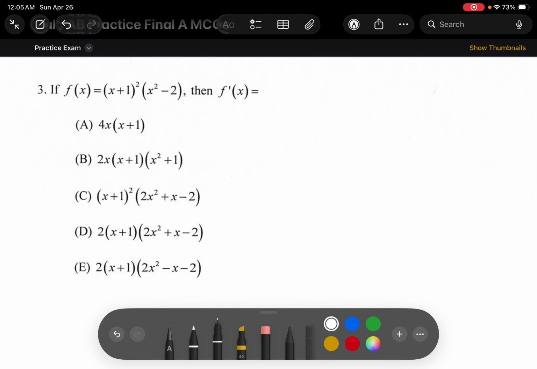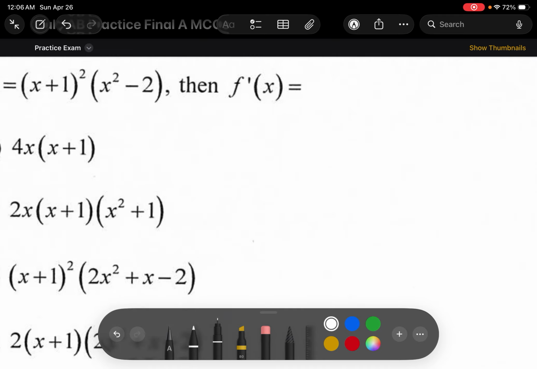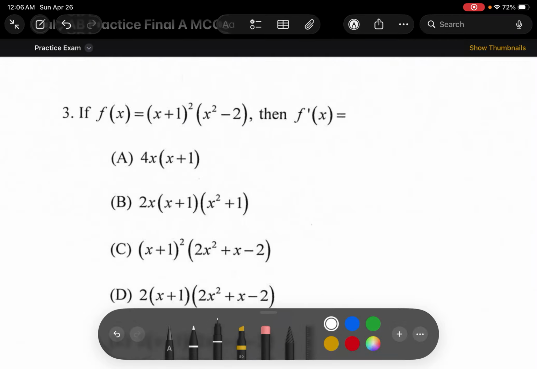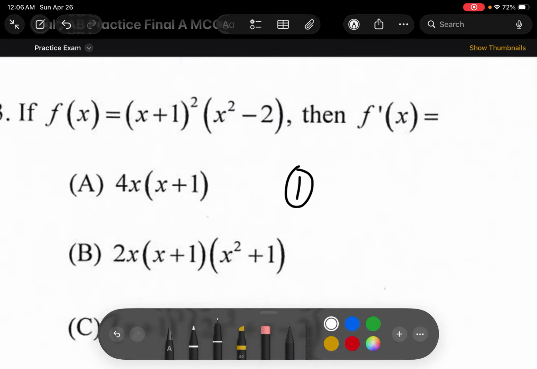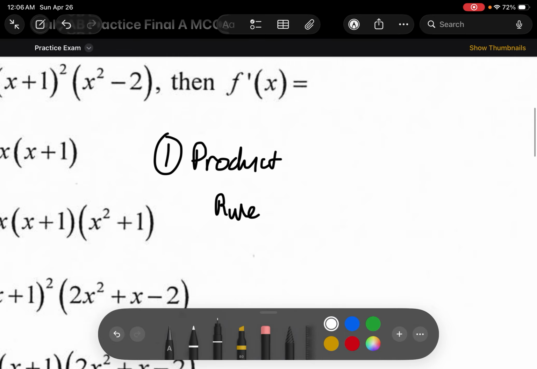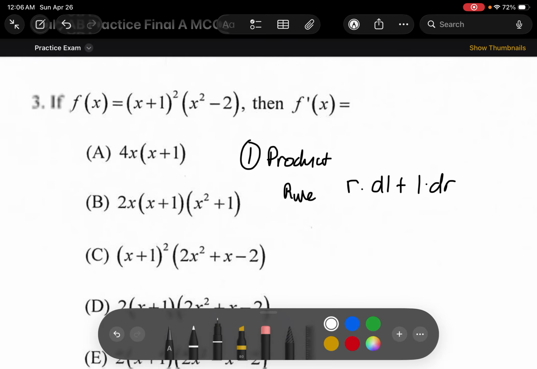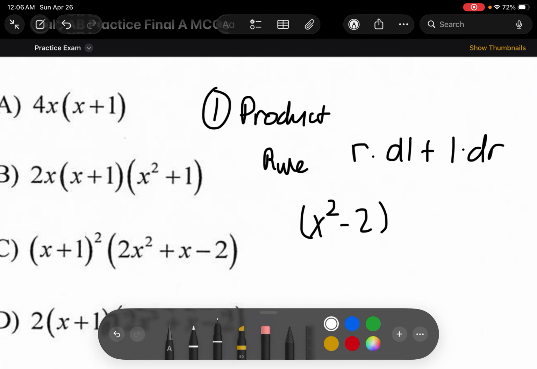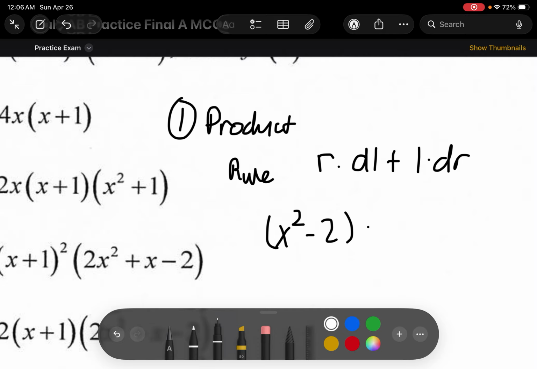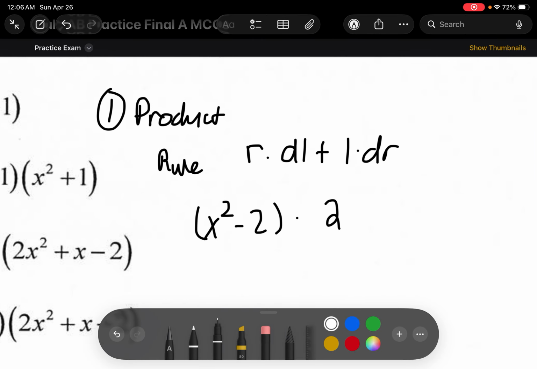Number 3: if f of x equals (x plus 1) squared times (x squared minus 2), then f prime of x is, so it's asking for the derivative of this. They're both multiplying by each other, so we're going to have to apply the product rule. So it's going to be right times derivative of the left plus left times derivative of the right. Our right is x squared minus 2. The derivative of the left is going to be 2 times (x plus 1).